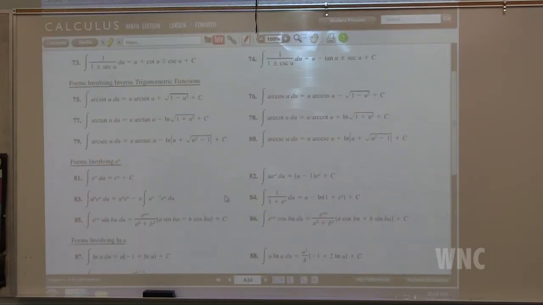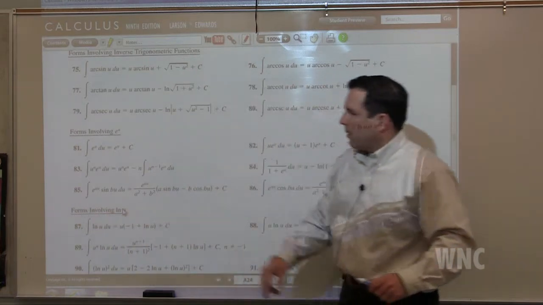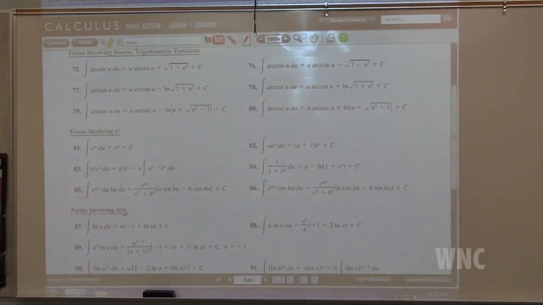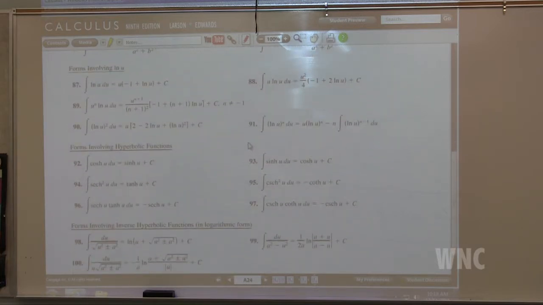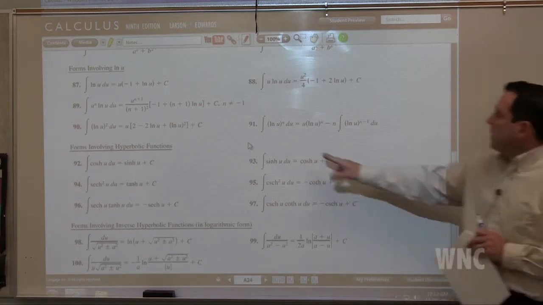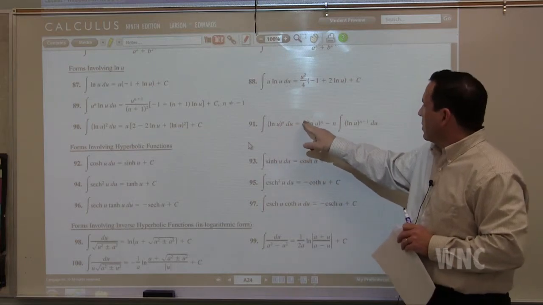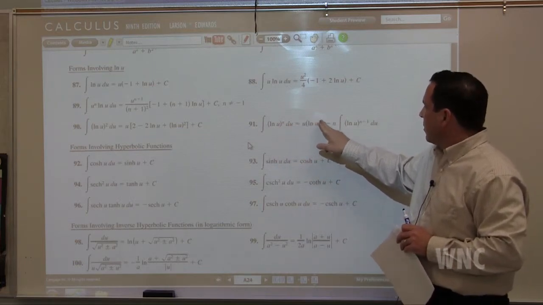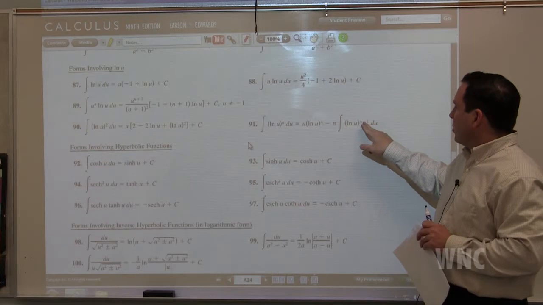Okay, so I'm looking for something that's natural log of x cubed. I see some natural logs here, so this is forms involving natural log. Oh, look at that, 91. It says the integral of natural log of u to the n power, we're talking the third power, du equals u, in this case x, natural log of u to the third power, minus 3 integral natural log of u to the 3 minus 1 or to the 2 power.